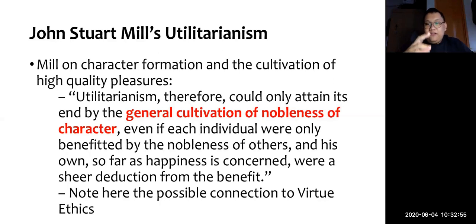Diba? Between pagbibigay ng lump sum sa mga mahihirap versus giving a chance sa mga mahihirap na magkaroon ng skills para lang hindi dumepende sa gobyerno, which is more desirable. Even if each individual were only benefited by the nobleness of others and his own so far, as happiness is concerned, were a sheer deduction from the benefit. Okay? Nakaka-benefit ka nga, pero wala naman nangyayari sa virtue mo bilang tao. The cultivation of the nobleness of character. Okay? Sabi ni Mill, that is not a good pleasure.